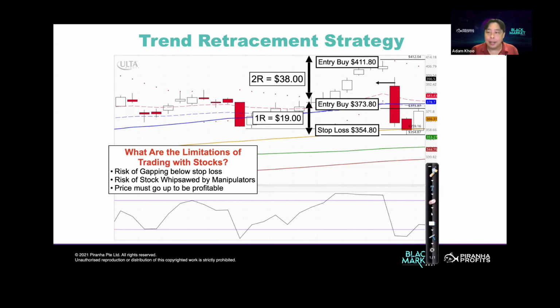But the main limitation of trading stocks is that to make money, the price must go up, right? The price must go up to make money. If the price doesn't go up, if the price goes sideways or goes up too little or goes down, you lose money, you lose money, you lose money. So in other words, you have to be right on the direction.